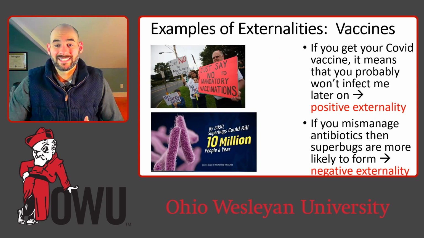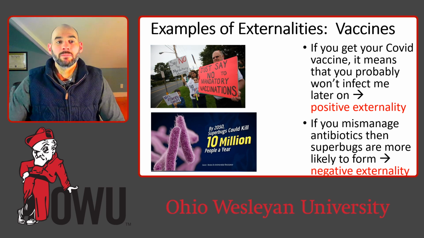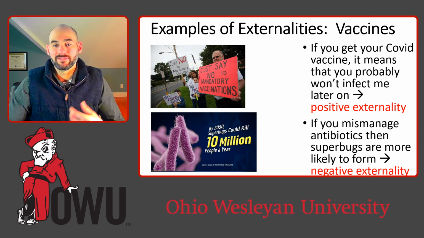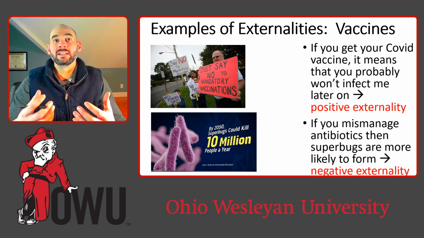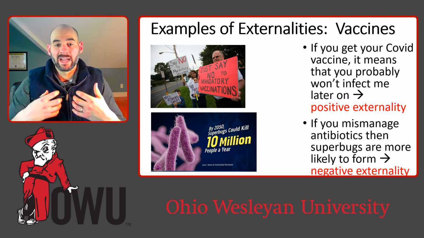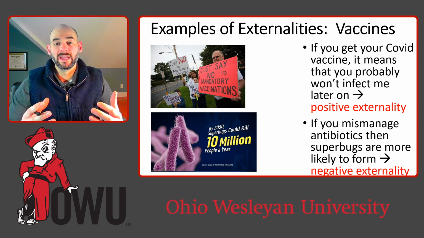So the best example of a positive externality is a vaccine. So if you go out and get your COVID vaccine, it means you probably won't infect me later on, right? If you get the Moderna or the Pfizer one, 95% chance you have immunity. We don't, I guess, technically know whether you can still spread it or not. But for example, with flu vaccines, you're not a carrier, you don't spread it. I receive some benefit by your decisions, even though I have no role in making that decision.